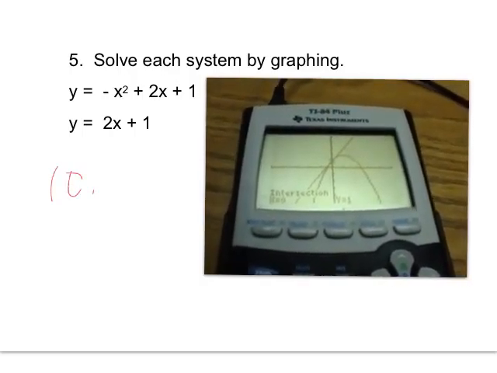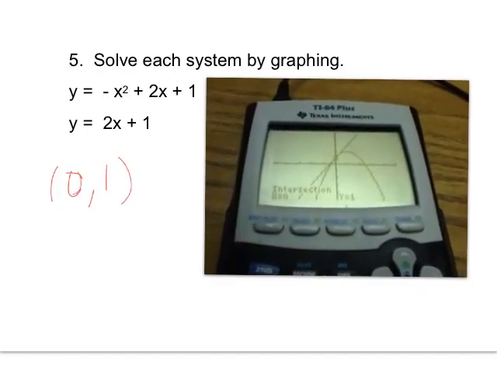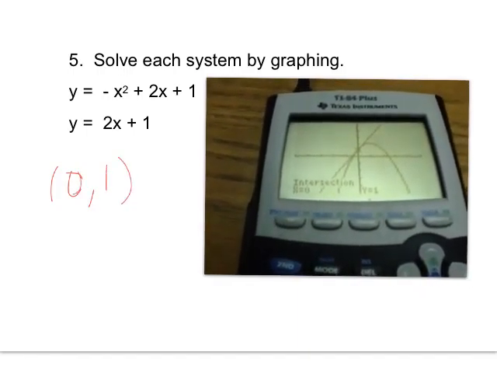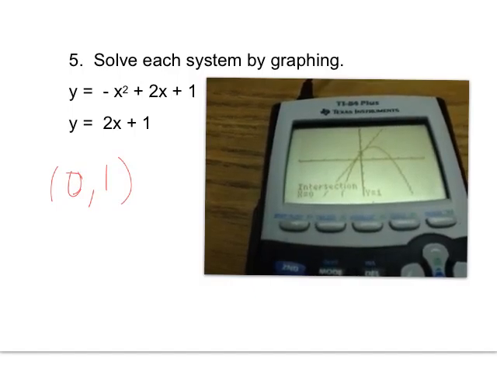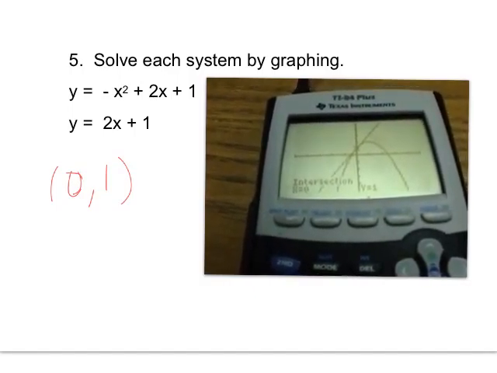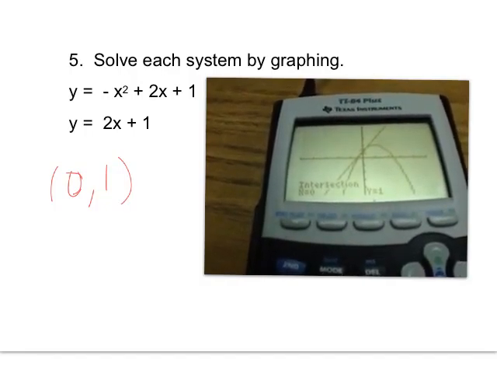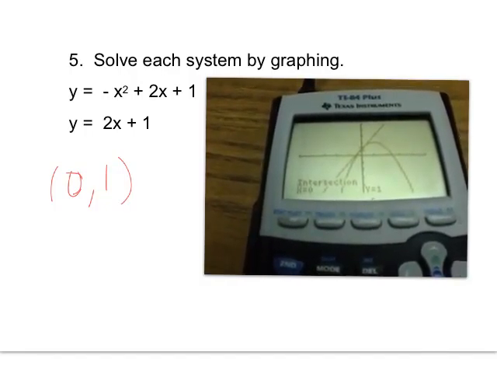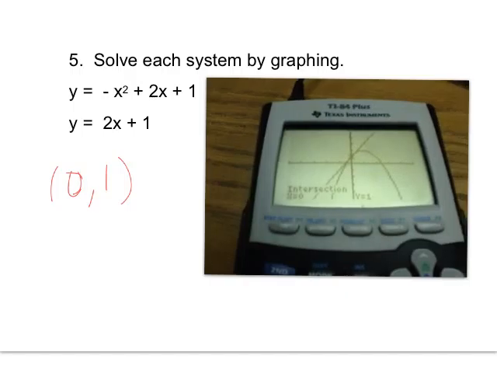So back to the question. Do you think that a linear and quadratic system of equations has to intersect 2 times? No. Do you think that they have to intersect at all? We're going to keep going and see what happens.